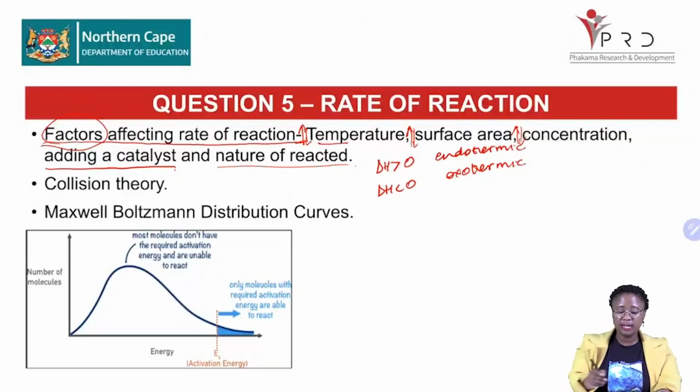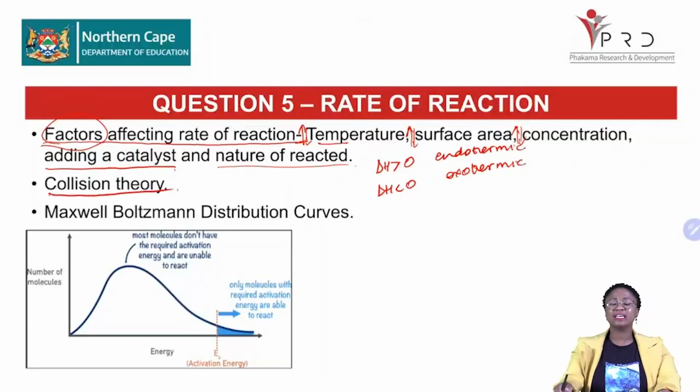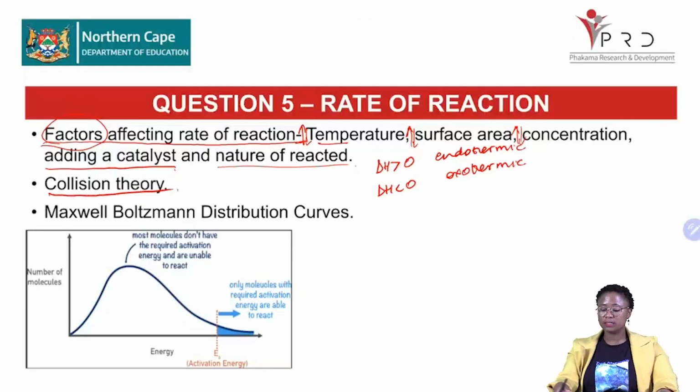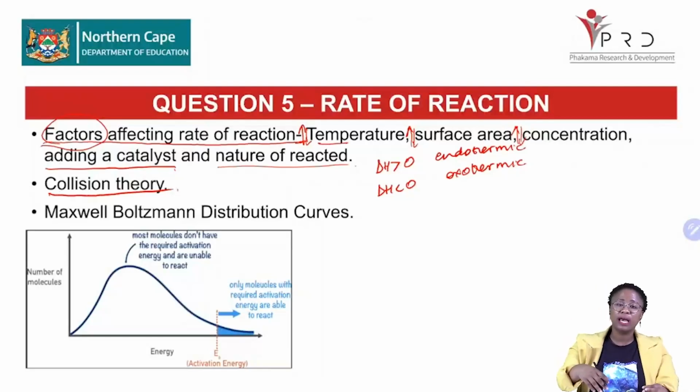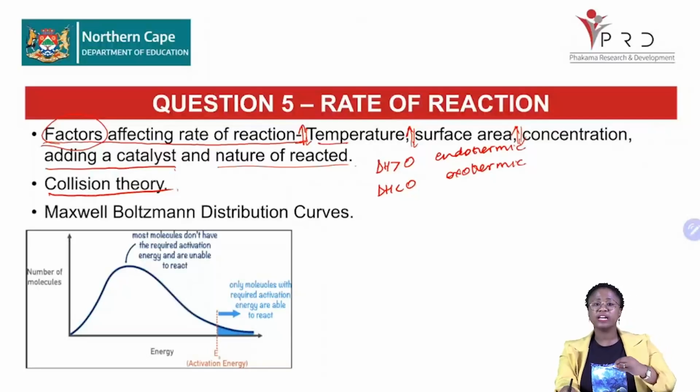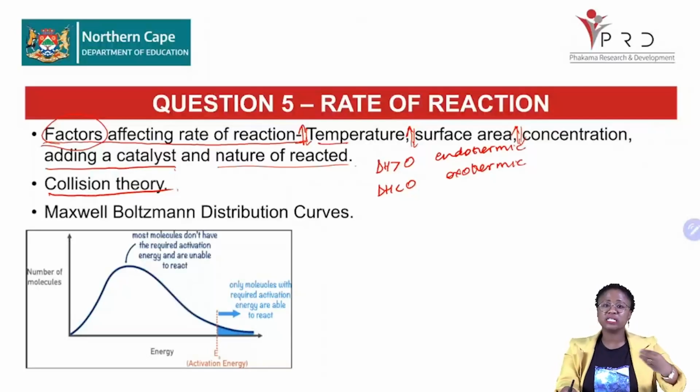Very important. Now, please don't forget how to state the collision theory. Particles must collide. Particles must collide with the correct orientation, or they must collide with effective collisions per unit time. If you know how to state the collision theory, then you must remember how to use it, how to apply it. If they say explain in terms of increasing temperature, use the collision theory to explain why increasing temperature will affect the rate of reaction.